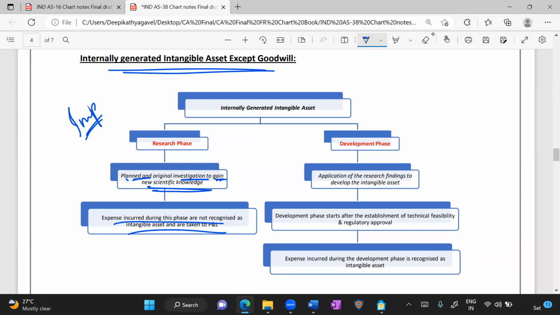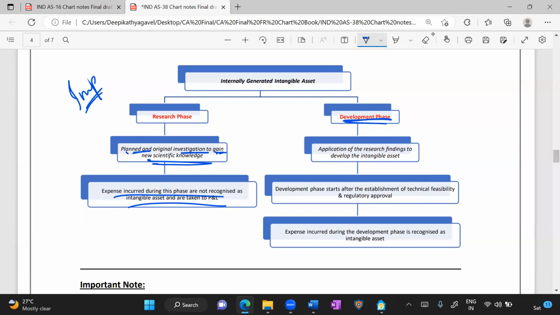So that is why the standard very clearly says, until you are in the research phase, until you are only gaining knowledge and planning, nothing concrete has come out, whatever expenditure you incur will be directly taken to your P&L. But then next comes the development phase, where the application of the research findings can be put to develop an intangible asset. Whatever knowledge you have gained from the research phase can now be put into action, and some concrete thing can be developed out of it.